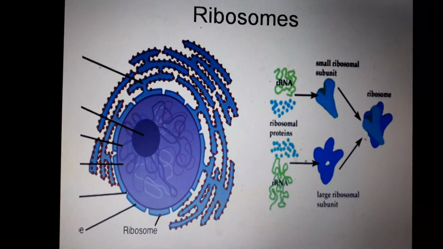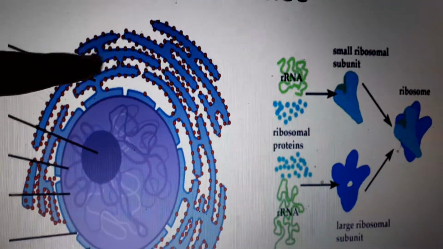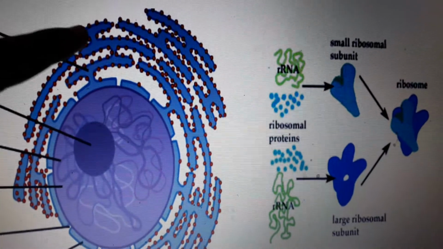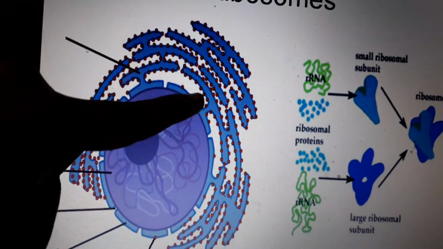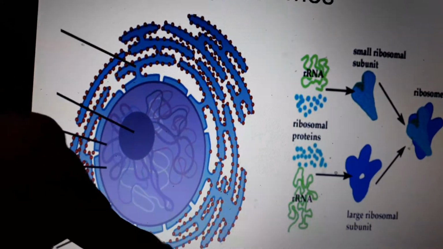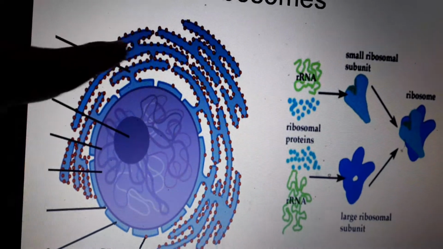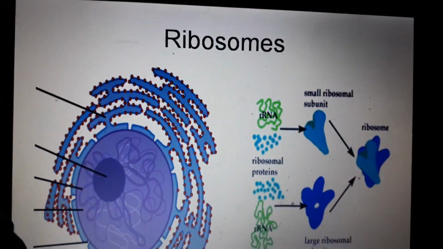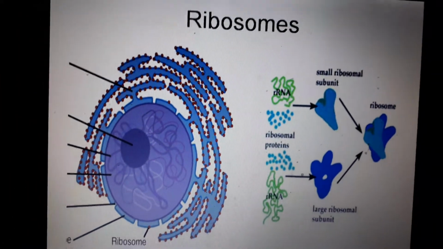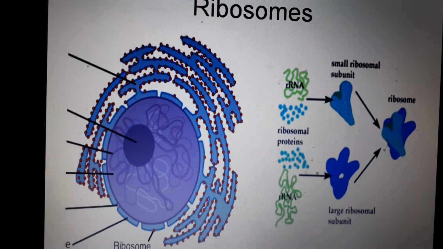In this picture you see that there is a nucleus, and there are some tubes around the nucleus. On the tubes you find small granule-like structures which are red in color, scattered on the tubes. These small granule-like structures are called ribosomes.